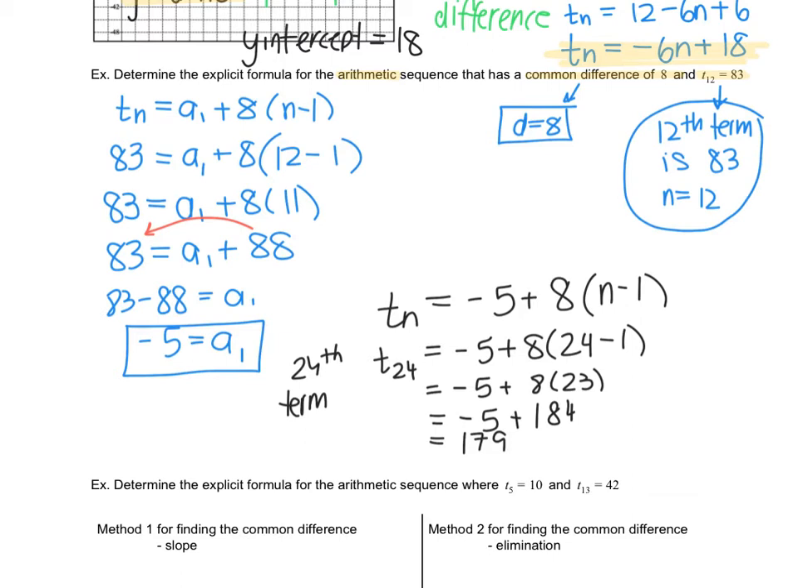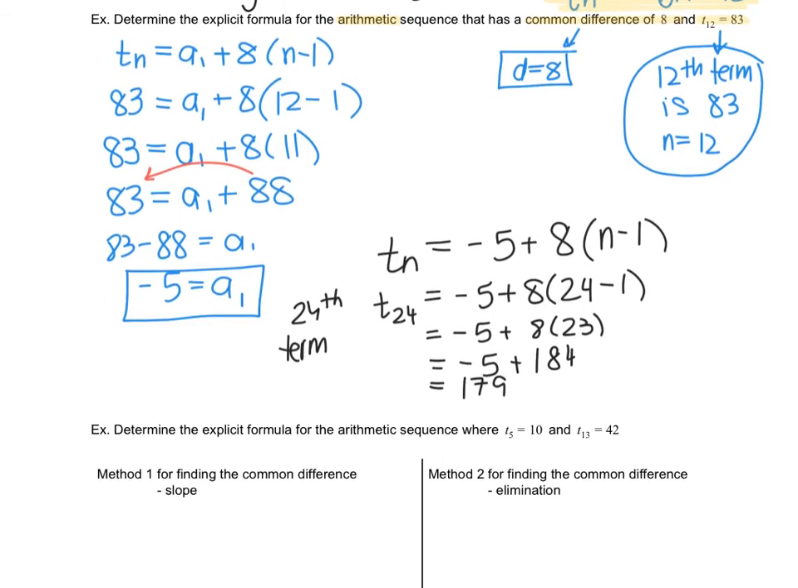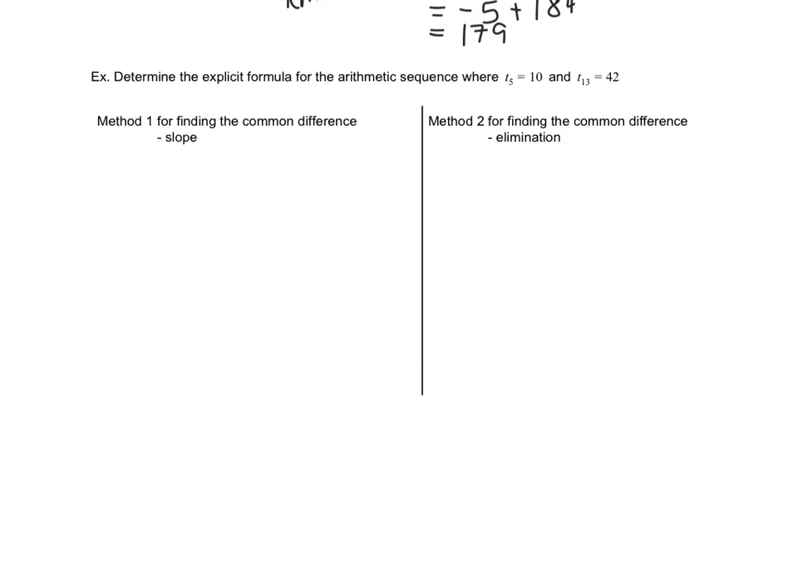If I wanted, I could also give you a specific term and ask you what position number it is in, but we'll save that for the next example. So in the next example, I've made it a little harder and I haven't given you anything. I didn't give you the first term and I didn't give you the common difference. Instead, I just give you the 5th term, which is 10, and the 13th term, which is 42. Now, that means we need to find the first term and the common difference.